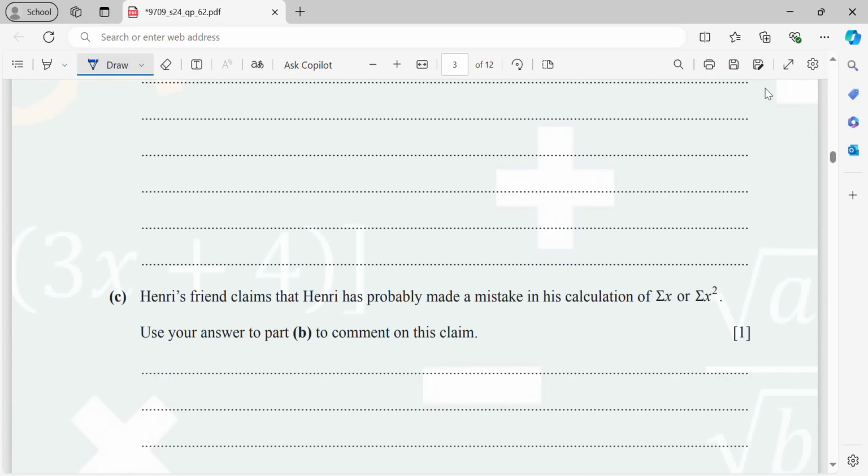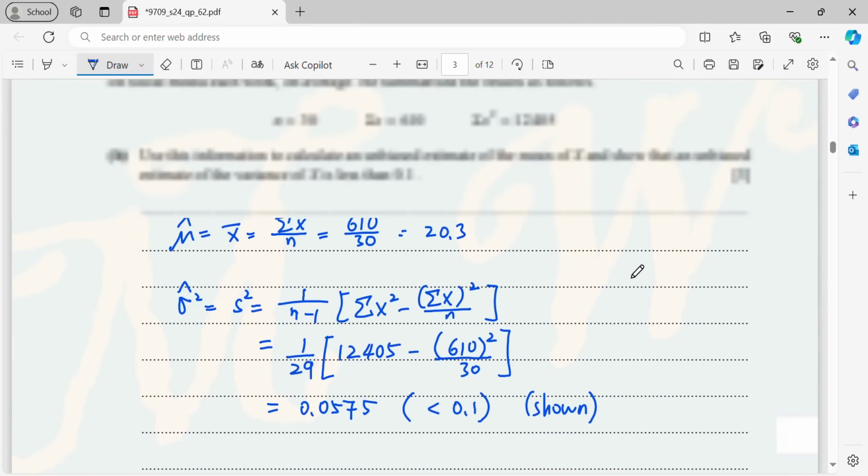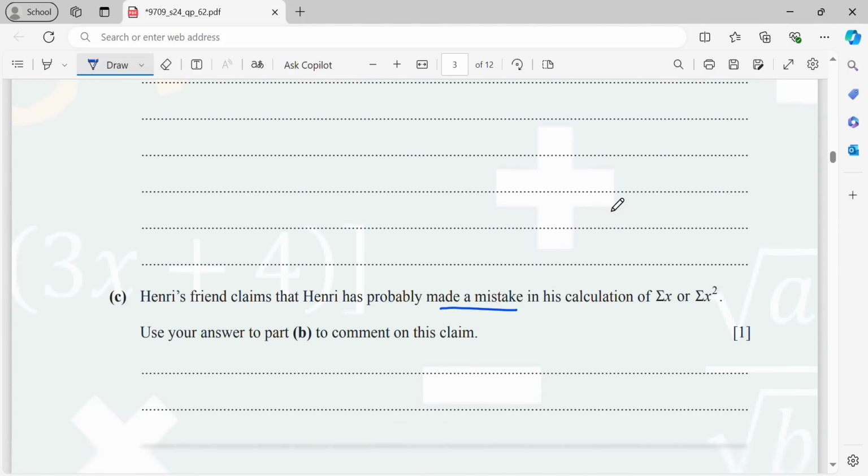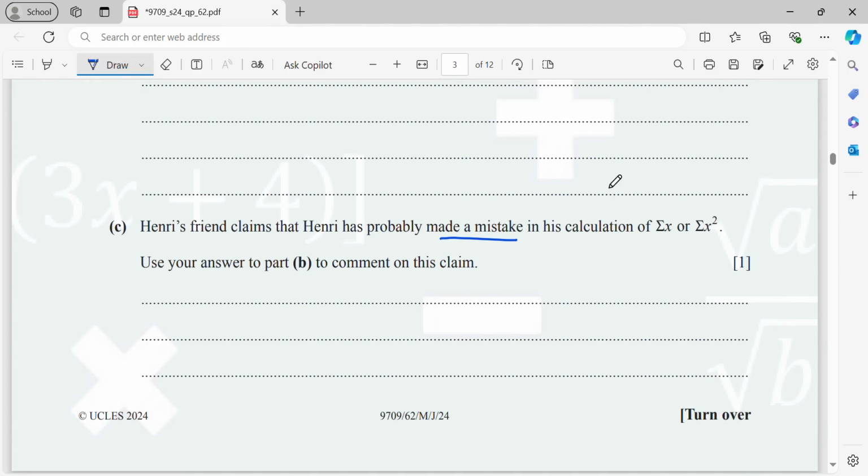Now, Henry's friend claims that Henry has probably made a mistake in his calculation of summation x or summation x squared. Use your answer to part B to comment on this claim. Alright, mistake in his calculation. So, now, because we know that the variance is less than 0.1, that means it's a very small variance. So here you just write variance is small.